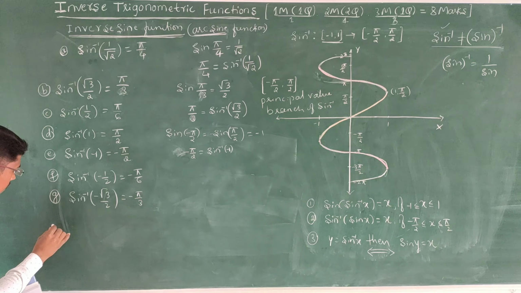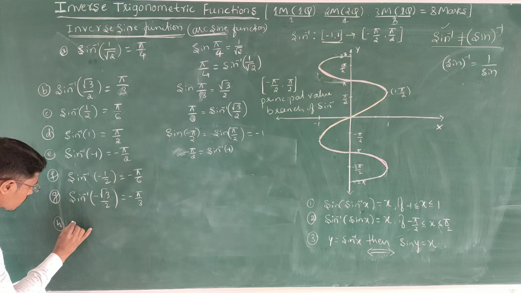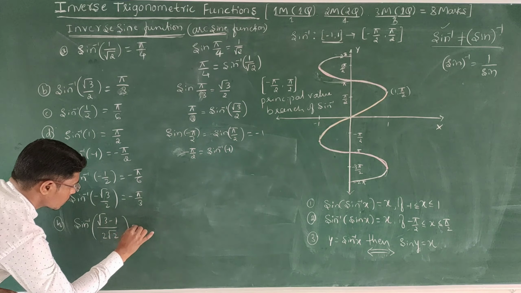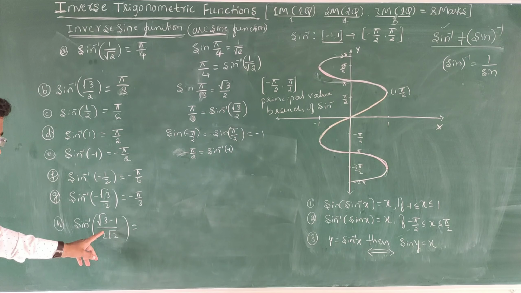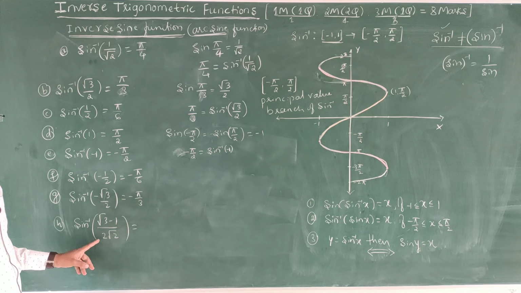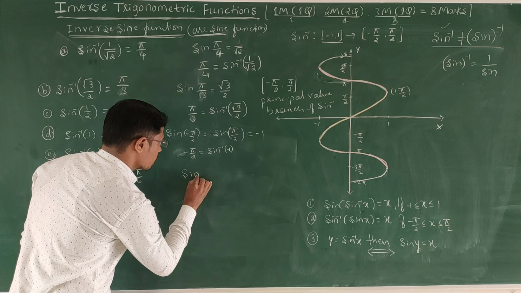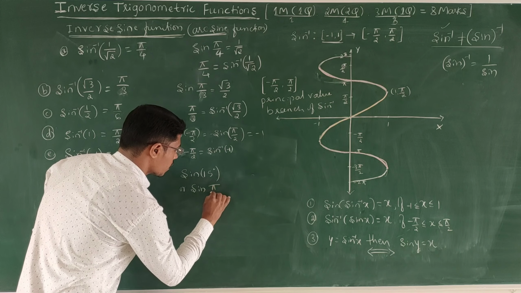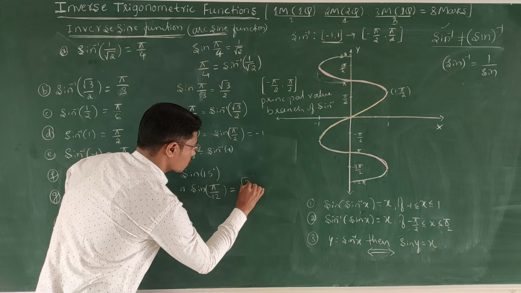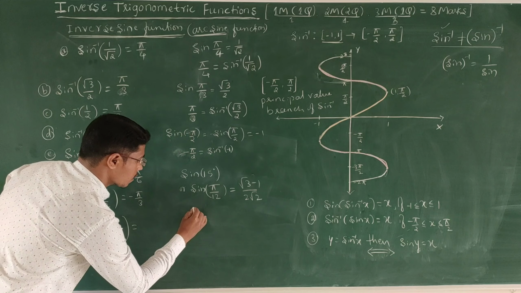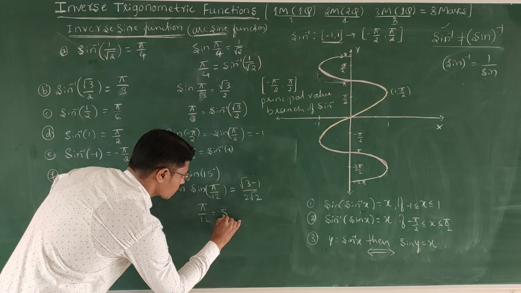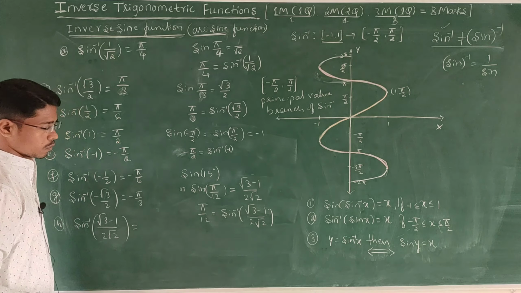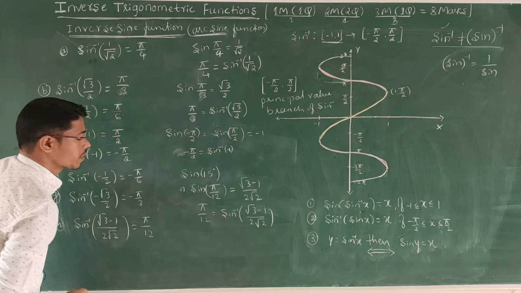Okay, then lastly h, sine inverse of root 3 minus 1 divided by 2 root 2. See here, we know this value: sine 15 degree, or sine 15 degree in terms of pi, pi divided by 12, is equal to root 3 minus 1 divided by 2 root 2. Okay, so pi by 12 equal to sine inverse of root 3 minus 1 divided by 2 root 2. So this is equal to pi divided by 12, 15 degree.